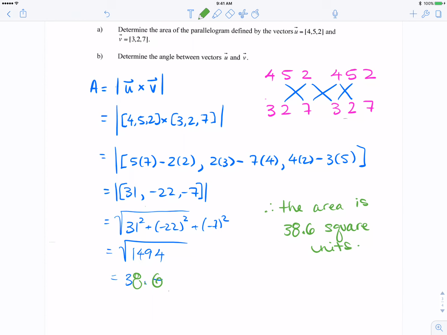Remember, I go 5 times 7 minus 2 times 2. Okay, that's going to give me that 31. Going through 2 times 3, 5 times 7, or sorry, 7 times 4. Second one, third one I'm writing 4 times 2 minus 3 times 5 gives me this. Again, area is a magnitude. So I find the magnitude of this vector here, of the cross product vector, to give me 38.6 square units.